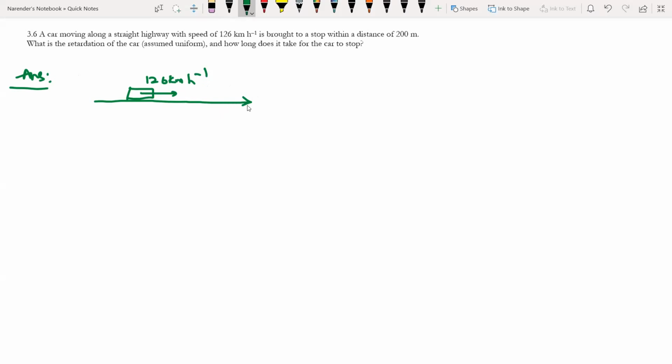So what happens is, after traveling a distance of, let us say, 200 meters, the car is stopped at this point. So this is the 200 meters. What is the retardation of the car? It is a uniform retardation. How long does it take for the car to stop?